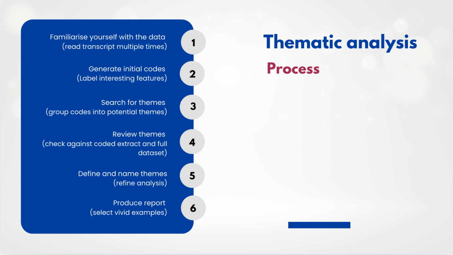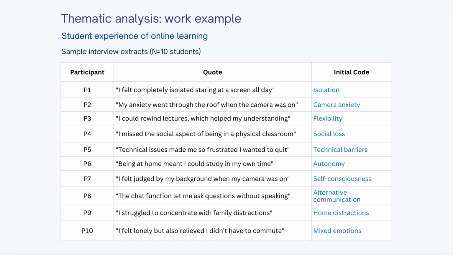To carry out thematic analysis, researchers follow 6 steps. First, familiarize yourself with the data. Second, generate initial codes. Third, search for themes. Fourth, review the themes. Fifth, define and name themes. And lastly, produce a final report. For exams, make sure you know the order of these steps.